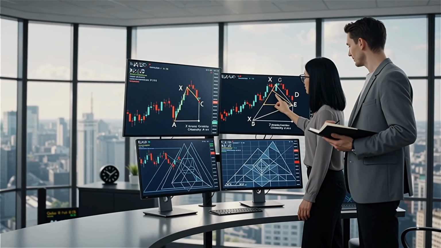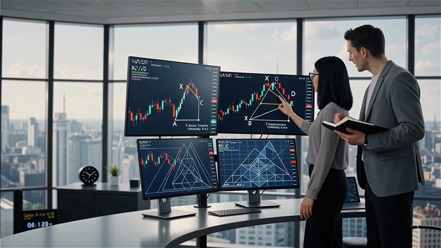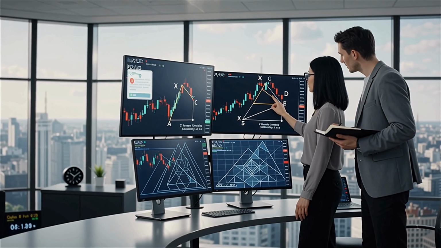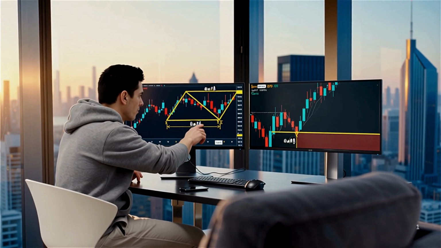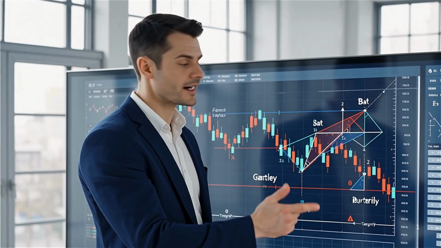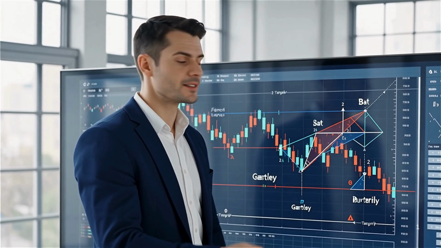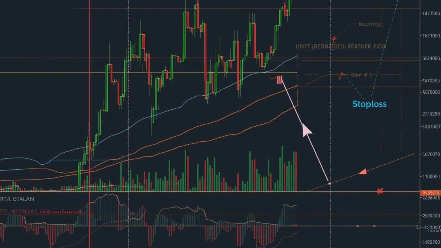Today we're exploring harmonic patterns in trading. If you want to understand the market and spot high-probability trades, this is for you. Harmonic patterns are special price formations that use Fibonacci ratios to predict potential reversal points in the market. Unlike regular patterns, they are mathematical and precise, helping traders identify entry points, stop losses, and targets with clarity.